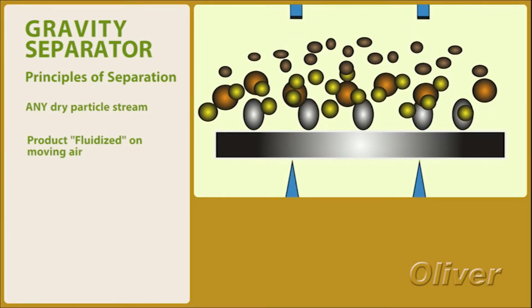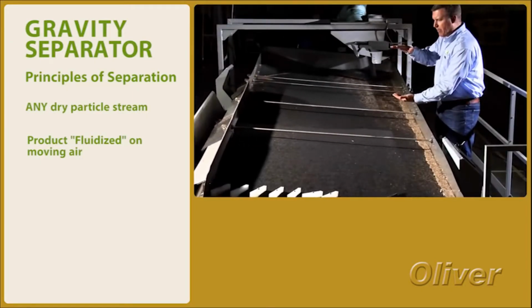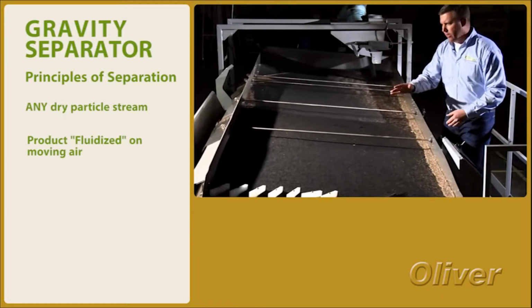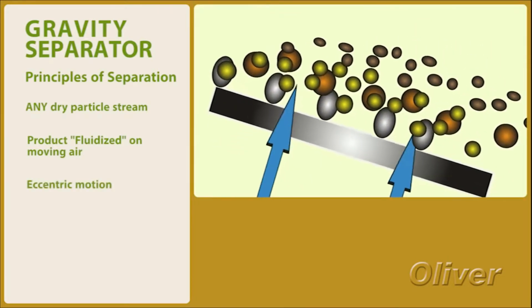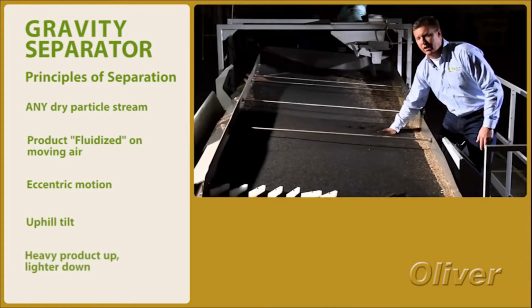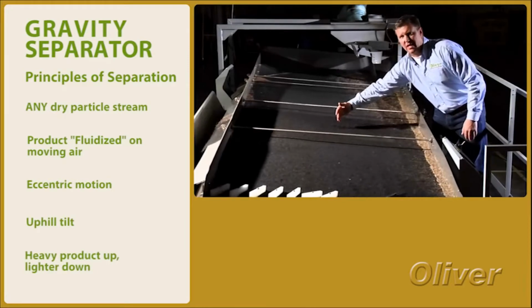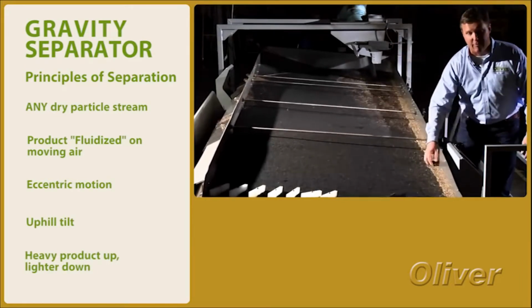They're weighing themselves as they hit this portion of the deck, from heavy on the bottom to light on top. The product flows this way. We've got a perpendicular eccentric motion that is tilted uphill. That drives the heavy product in contact with the overcover up. It allows the light product to flow over the top and consolidate here on the light rail.